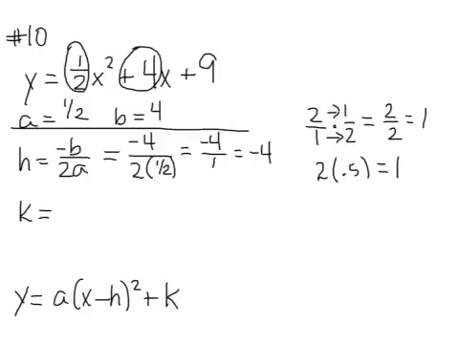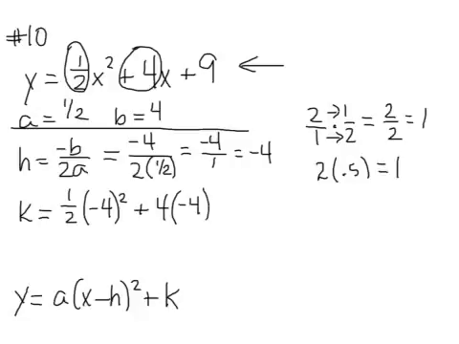K, how do we find k? We write down exactly the original problem, exactly as is, but where we see an x, we're going to write a -4 in parentheses. So we'll say 1/2 times -4 in parentheses squared plus 4 times -4 in parentheses plus 9. Now you'll plug this in your calculator exactly as is, and when you do, you'll get 1.